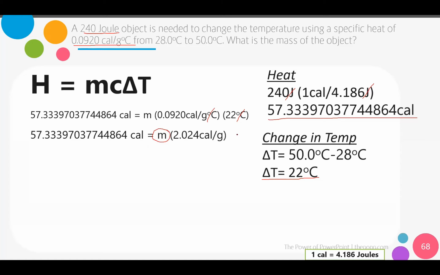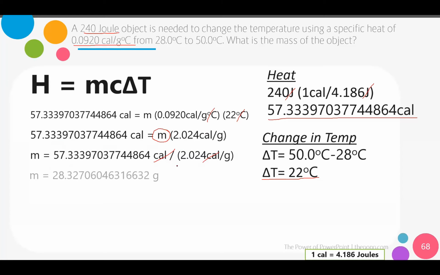So since mass yung hinahanap natin, divide natin both side by 2.024 para ang maiwan na lang ay si mass. So cancel na natin si calories since magkapareho sila. Then divide 57 by 2, and that is equal to 28.327060 and so on grams.